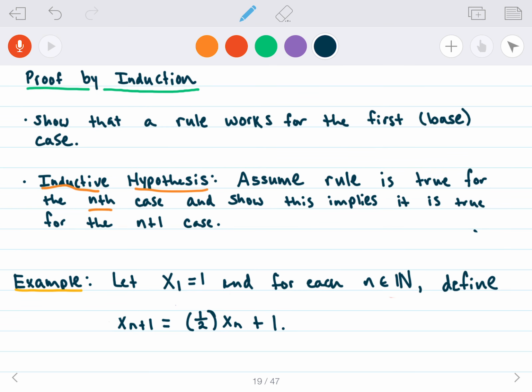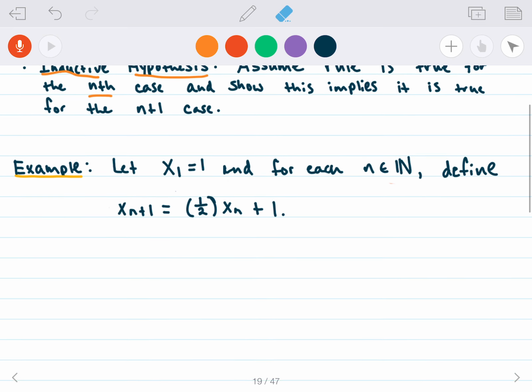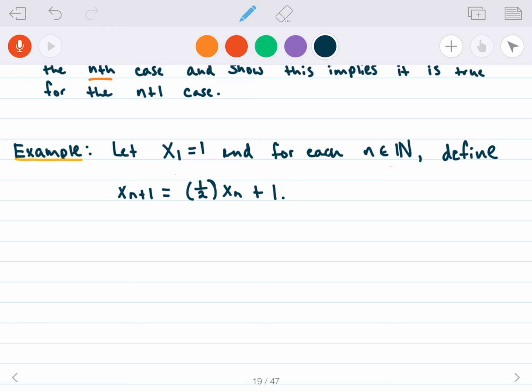So the next type of proof we'll look at is proof by induction. And so the idea here is that we show that a rule works for the very first case, and we show that there's like a domino effect. So we assume that the rule is true for the nth case and show that this implies it's true for the n+1 case. So let's look at an example. So our example is we have x sub 1 equals 1, and we have that for each n in the natural numbers, which are just the counting numbers 1, 2, 3, etc., we want to define x sub n+1 equals a half times x sub n plus 1.